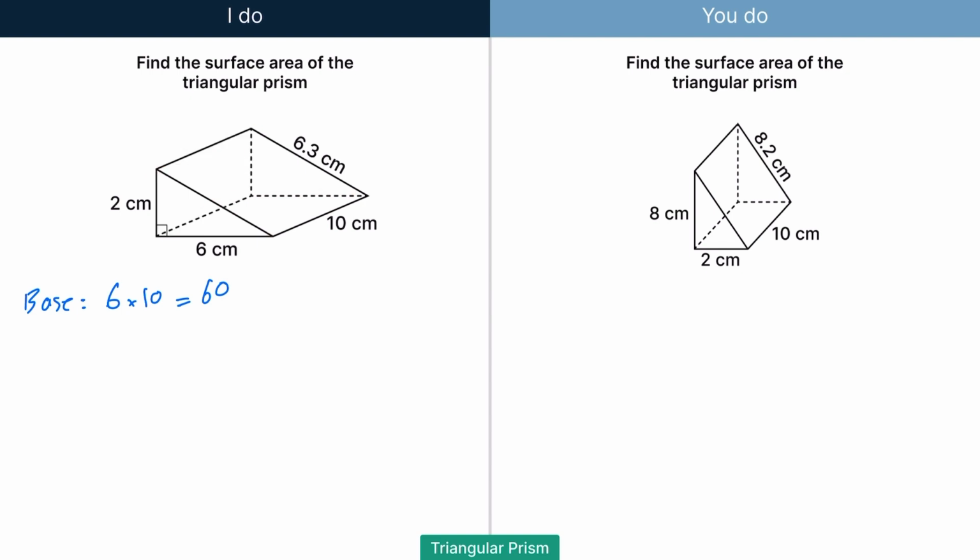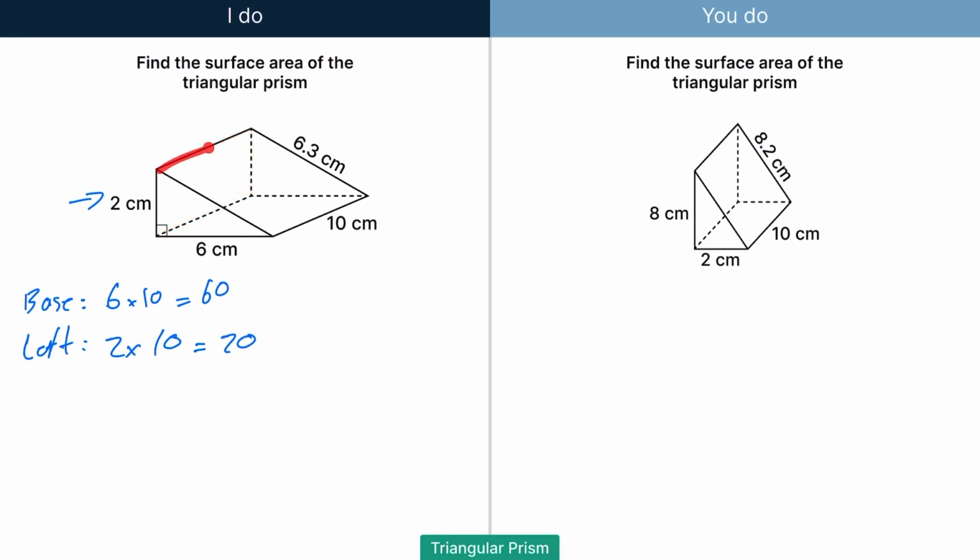Let's just call that, in fact, I'll just call it the left side. The left is just going to be 2 times 10, which is 20. So that's that done. Let's just highlight that again. So I've just done that.